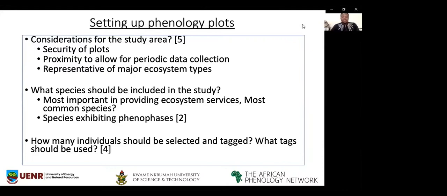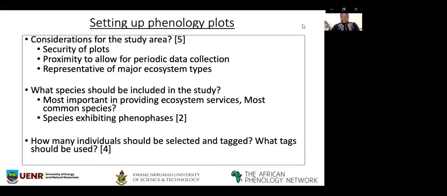The other consideration was what species to include, how many individuals to use, and what tags, for example, should be used in this instance. And so we realized that we needed to include the species that were giving us some information, that were expressing some phenology to begin with. That was the important consideration to make here. And once we selected individuals that were giving us some phenology already, then the question on the number of individuals was automatically answered, because that would be how many individuals were giving us phenological information.